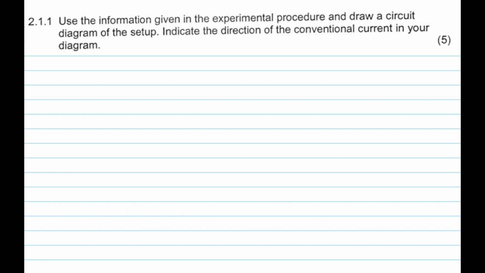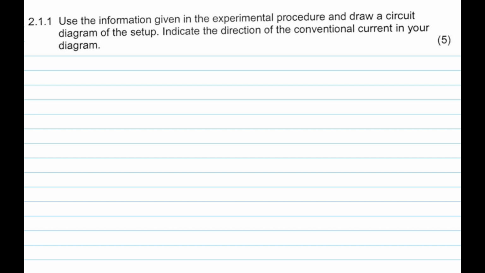Right, now that we're done with our information, let's have a look at our first question. Question 2.1.1. Use the information given in the experimental procedure and draw a circuit diagram of the setup. Indicate the direction of the conventional current in your diagram.